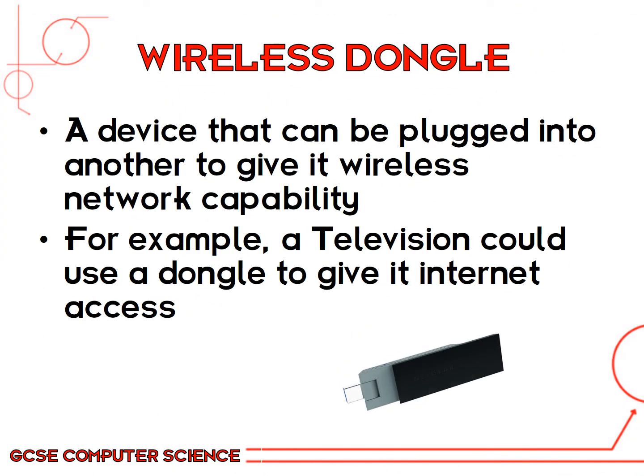So in order to connect to these wireless access points, as I mentioned before, your devices need to have some sort of Wi-Fi capability. Now, modern devices often have these inbuilt, like mobile phones and tablets. However, if you've got something like a television or maybe an old computer, it might not have wireless capability, so we can use this device called a wireless dongle. Now, this can just be plugged into a USB port, and it essentially gives you wireless network capability.